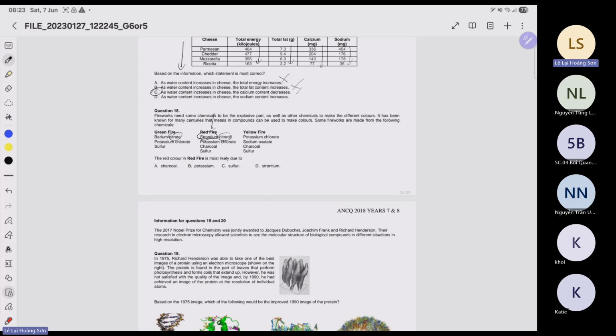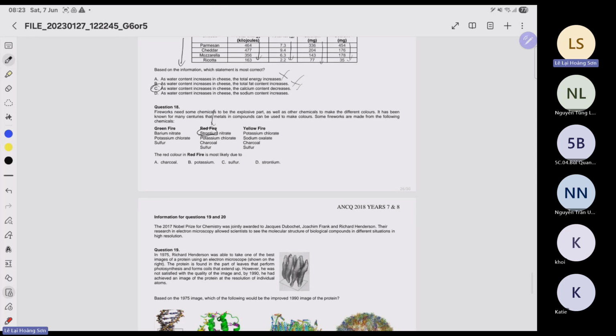Nitrate is also in green, right? So it's not going to be the thing that we're responsible for it. Potassium. Okay, I also have potassium in green. Chlorate. I also have chlorate in green. I also have potassium chlorate in yellow. So it's not the thing that we're looking for.